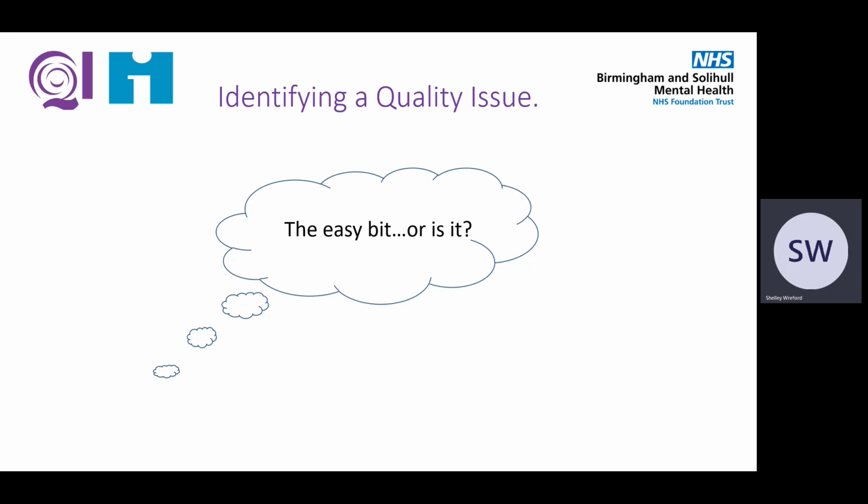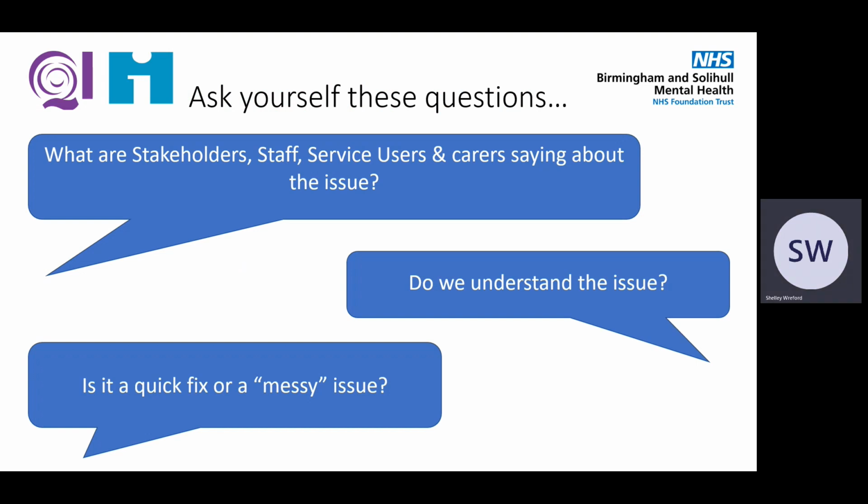Before you can develop an outcome-focused aim, project teams must first seek to understand why there is a problem or issue in the first place. To help with this process, you should try and understand these fundamental questions to help you understand the problem before embarking on your QI work. What are stakeholders, staff, service users and carers saying about the issue? Do we understand the issue? Is it a quick fix or a messy issue?